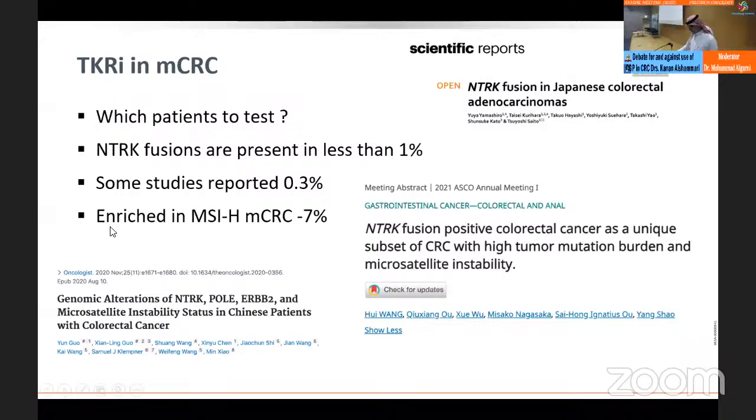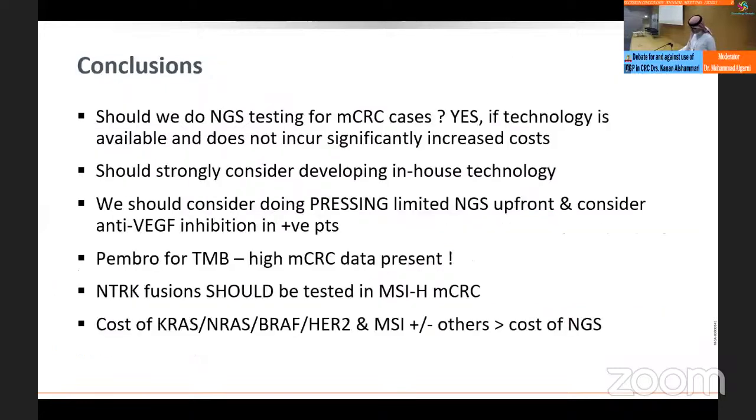However, when this test is enriched in your microsatellite unstable patients, it can be up to 7%. And I've seen reports, in fact, reporting a higher number than this. So we probably should be testing all our microsatellite unstable patients for NTRK fusions. And I have shown you that NGS has a more validated and a more solid test compared to IHC.